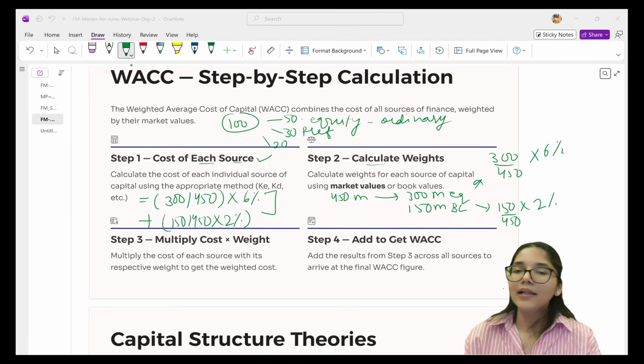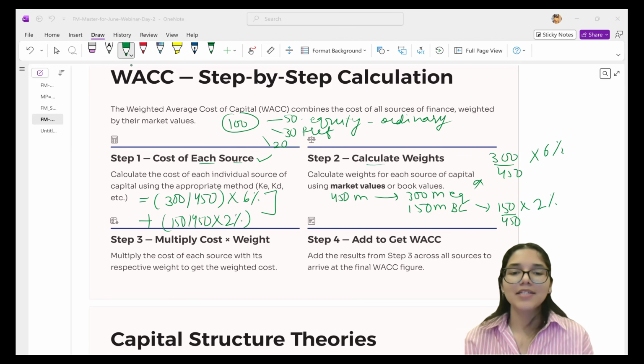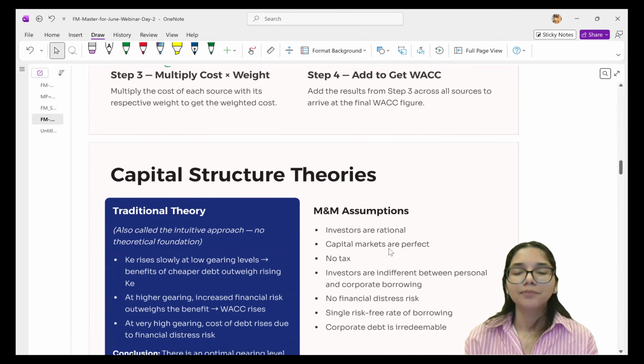Are you all with me till here? WACC calculations, all 4 steps revised? Yes, let's proceed further now.